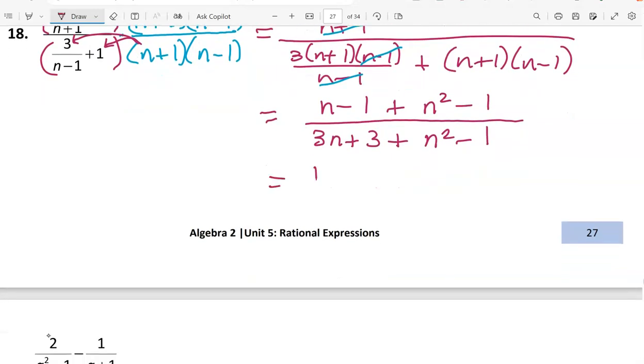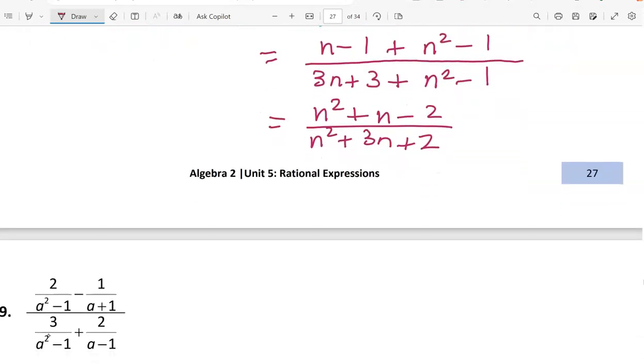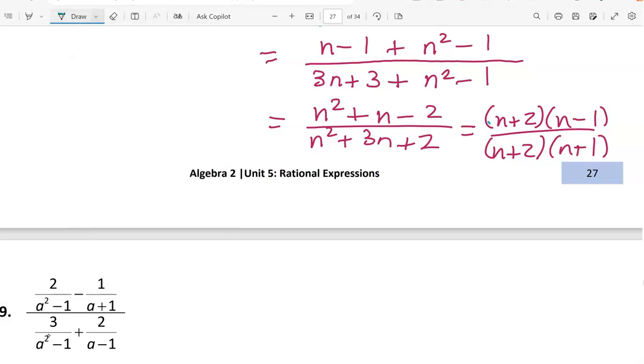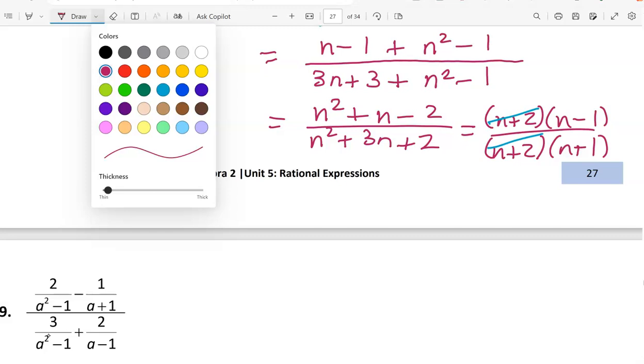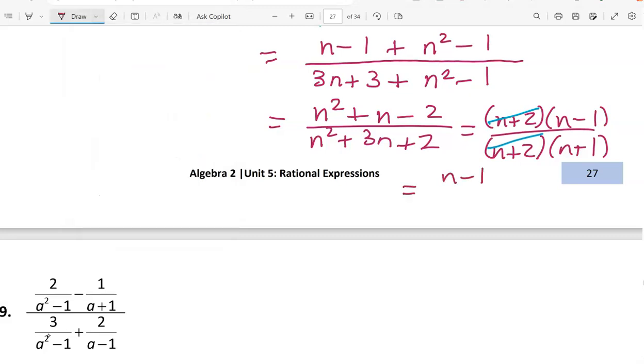All right, that leaves us with the numerator of n squared plus n minus 2, and a denominator of n squared plus 3n plus 2. And we can factor n plus 2 times n minus 1 and n plus 2 times n plus 1, and cancel those common factors or divide them out, and that's going to leave us with a final result of n minus 1 divided by n plus 1.